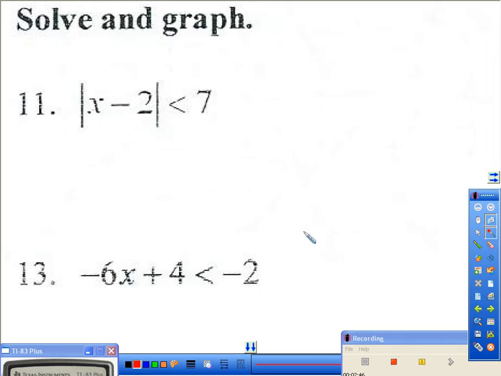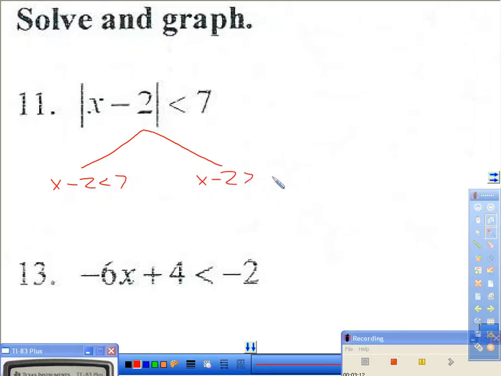Looking at the next section, we have an absolute value inequality. So if we solve this inequality, we can set up two inequalities. The expression inside the absolute value bars has to be less than 7 units away from 0 on the number line. What that means is that it needs to be less than 7, and it needs to be greater than negative 7. So x minus 2 needs to be less than 7, but it also needs to be greater than negative 7. So we'll solve these two inequalities.